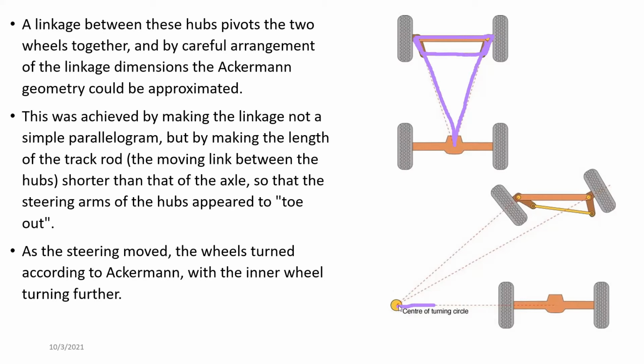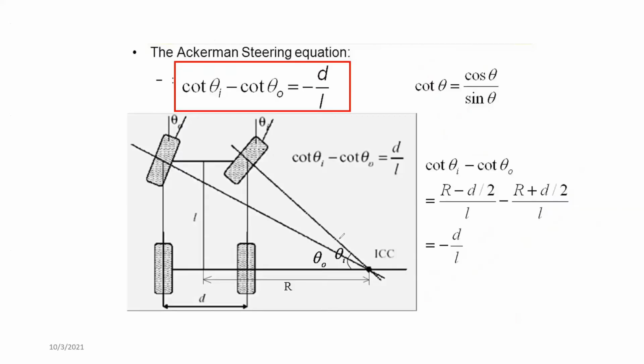So this is actually known as the true Ackerman steering, right? True Ackerman steering, but there are variations of the Ackerman steering. Ackerman steering actually comes in a very simple equation. As shown here, the Ackerman steering is equal to cot theta I, minus cot theta O.